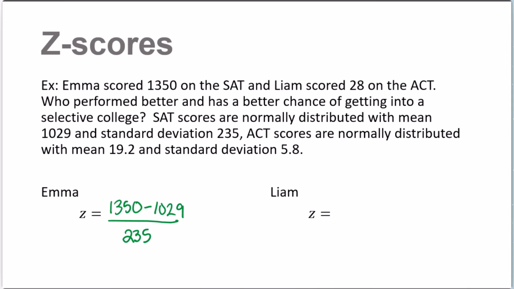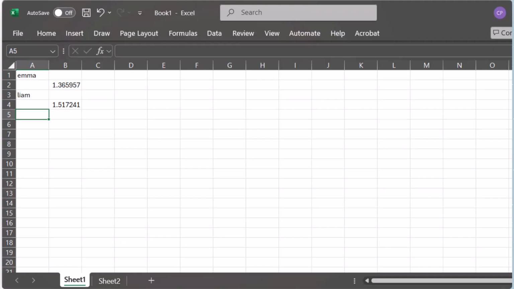These figures are coming from the 2025 SAT, and I got them from collegeboard.org. You can do this calculation on a calculator. I did mine in Excel, so I just did 1350 minus 1029 in parentheses divided by 235, and I got Emma's z-score to be 1.365957. The convention here is typically to round z-scores to 2 decimal places, so I'll round this to 1.37.